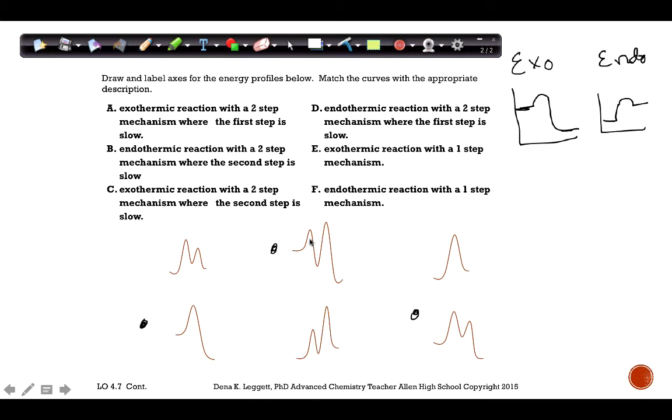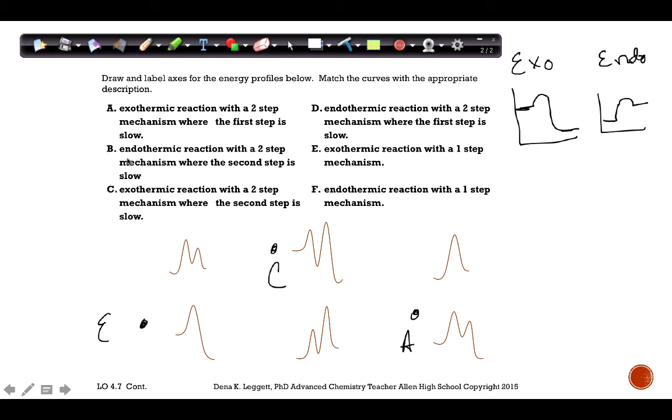If it's slow, that means that it takes longer to get to that minimum amount of energy. So if this first step is slow, then the activation energy should be higher. So A should be this one, because my hump here is higher, so it has a higher activation energy. That first step is going to be slower than the second. All right, so let's do all the exothermics. An exothermic reaction with a two-step mechanism where the second step is slow. Well, right here, I have an exothermic with two steps, and my second hump is higher, which means it has a higher activation energy, which makes it slower. And then my other exothermic is with one step, so that should be E right here.